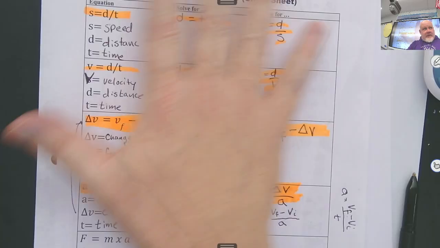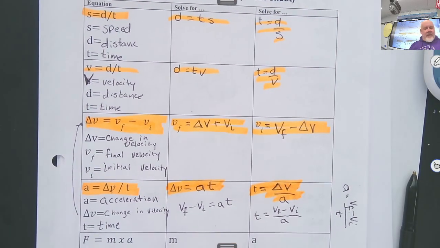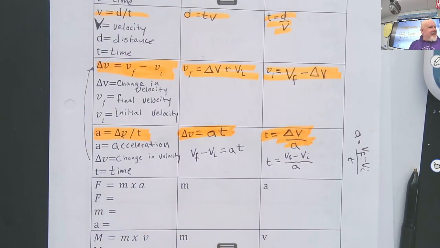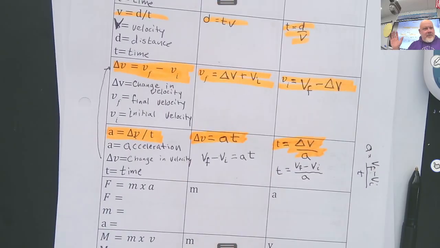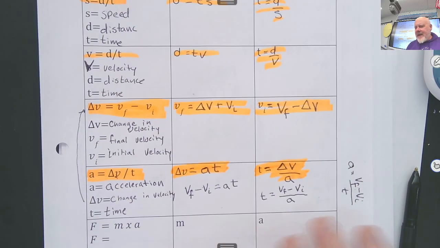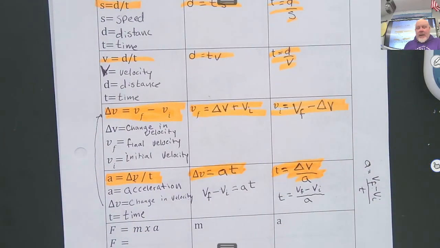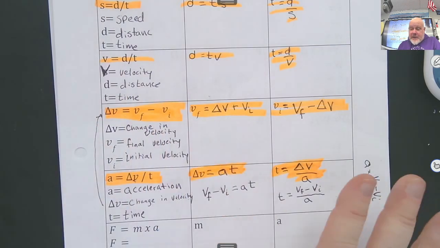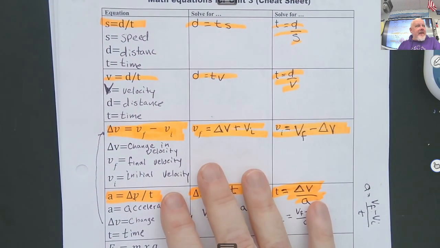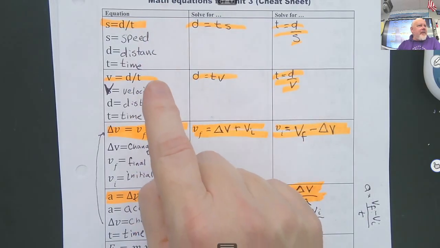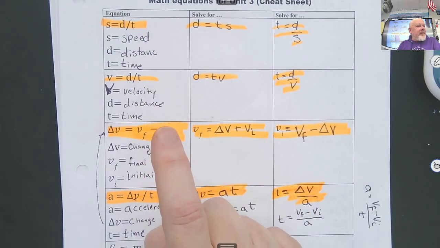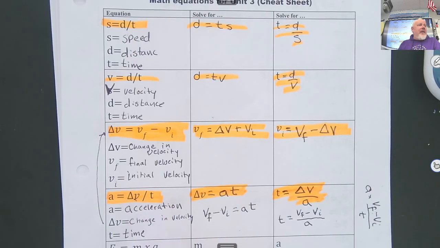All right, so that's where we're going to end with this. And as you can tell, we have something that says F and something that says M. We're going to worry about that in January, February, somewhere in that time. Okay, so there we go. We've got formulas for speed, we've got formulas for velocity, we've got formulas for change in velocity, and we've got formulas for acceleration to work from.